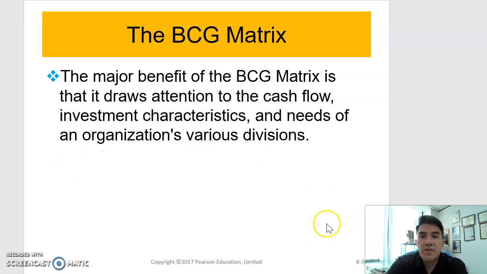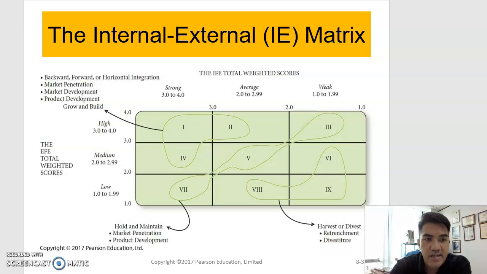The major benefit of the BCG matrix is that it draws attention to the cash flow, investment characteristics, and needs of the organization's various divisions. We can simply identify which division is not generating as much money as possible, or which product divisions are in the cash cow category. So maybe your capital priorities would be different based on the quadrant of your division or your product line. And the next strategy that we are going to discuss is the IE matrix.